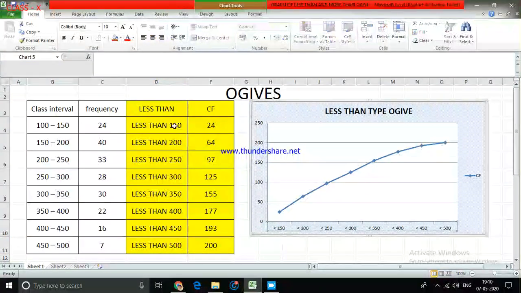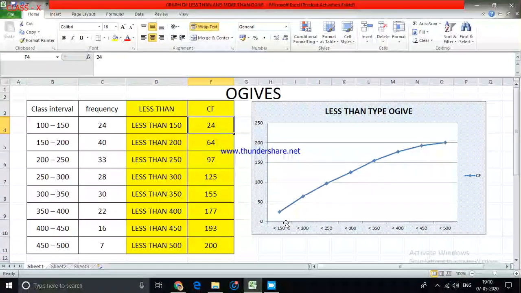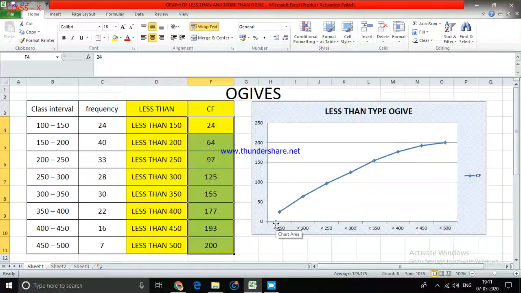For 150, what is the number? 24. On the y-axis you also have to take the scale accordingly. Here the numbers start at a minimum of 24 and a maximum of 200, so you can fix your y-axis scale. Here they used 0, 50, 100, 150, 200, 250. Maybe you can use 25, 50, 75, 100, you can decide. So taking the scale on the y-axis is your choice, depending on your cumulative frequency. But taking the x-axis is not your choice. This has to be as per the less than type.